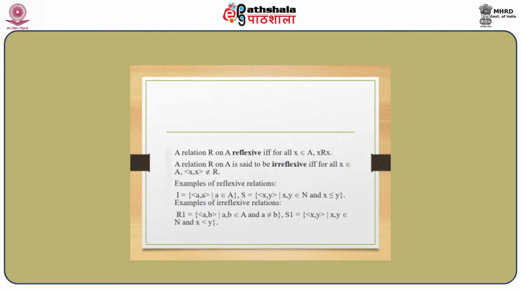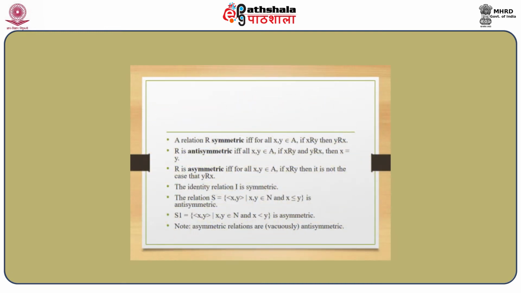Examples of irreflexive relations include R1 equals the set of ordered pairs (A, B) such that A and B are both in uppercase A and A is not equal to B, and S1 defined as the set of all ordered pairs (X, Y) such that (X, Y) is in N and X is strictly less than Y.